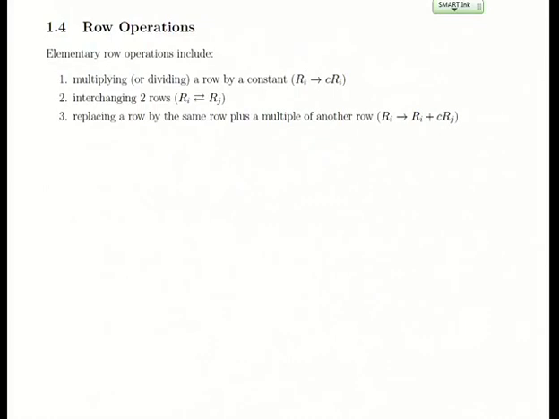That's it for that kind of stuff for a little while. We're going to do row operations now. Hands up if you've done row operations before at school.